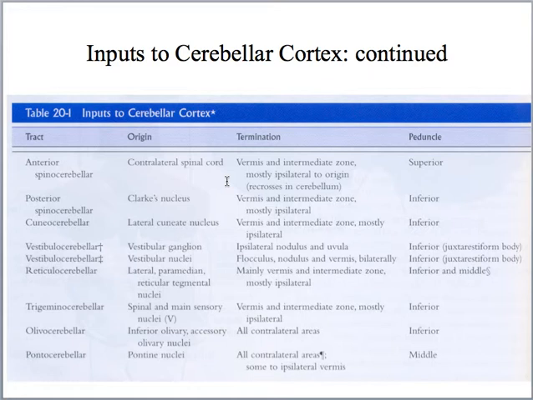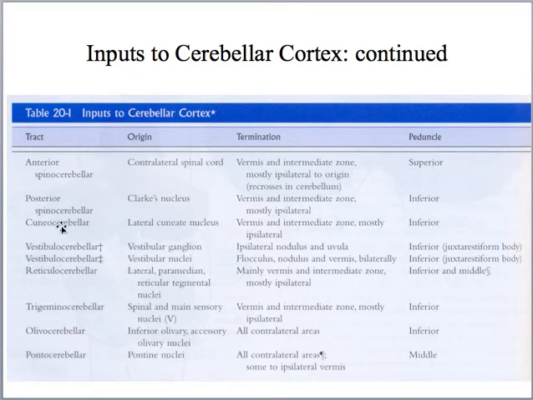And so this goes over a little bit again. The focus here is the anterior spinal cerebellar tract. It's contralateral where it terminates, and it enters into the cerebellum via the superior cerebellar peduncle. The posterior spinal cerebellar tract originates in the Clark's nucleus. It's going to terminate in the vermis, and it enters into the cerebellum ipsilaterally via the inferior cerebellar peduncle.